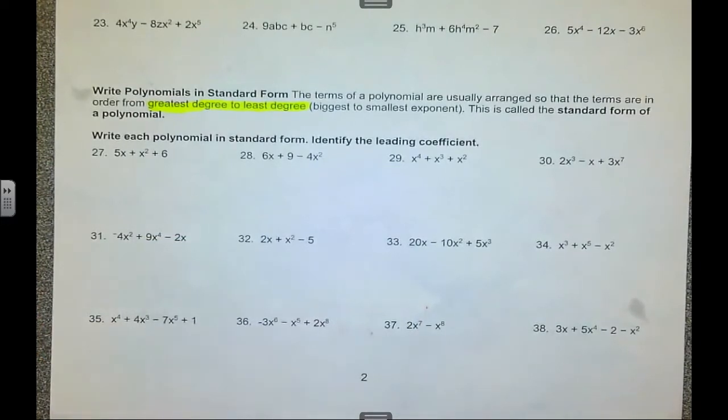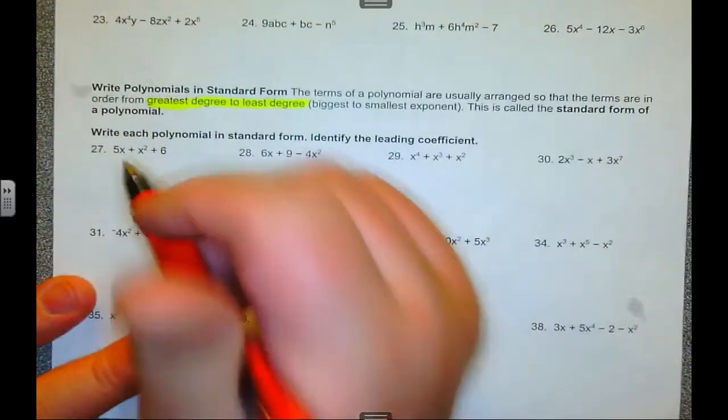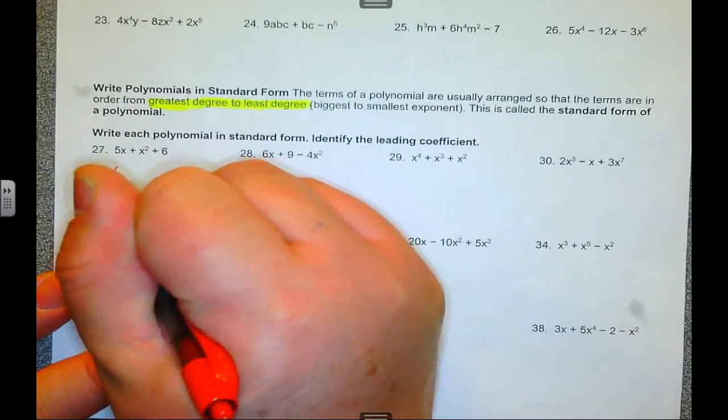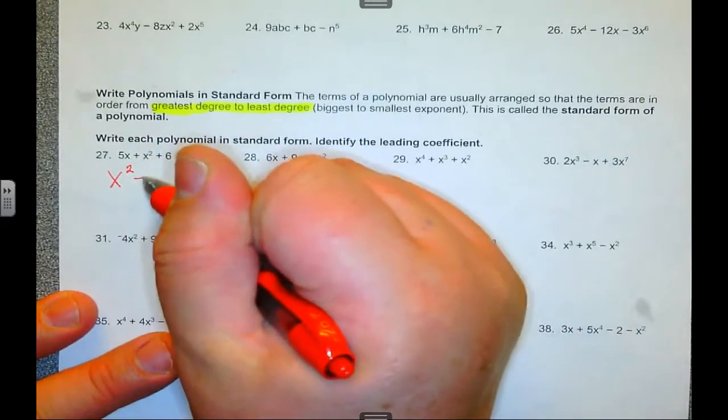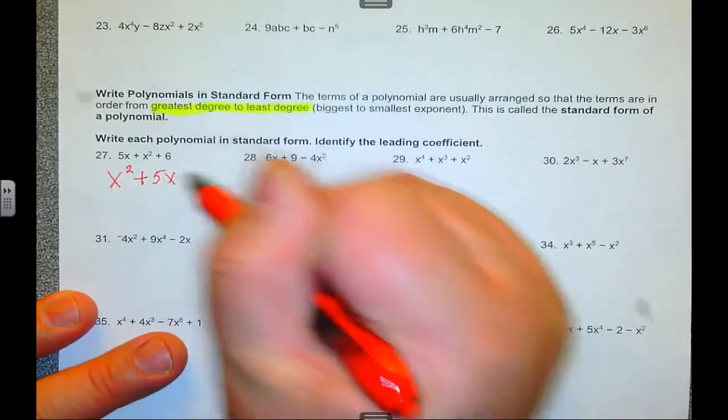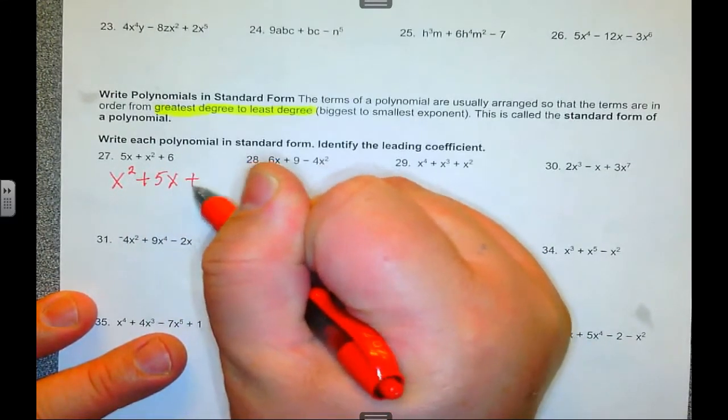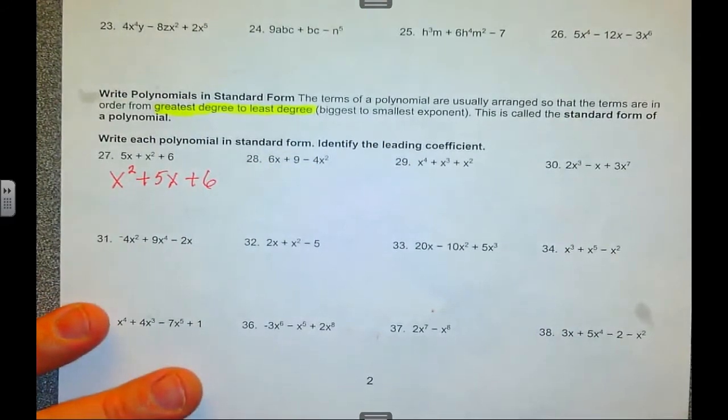So, number 27, what's my biggest degree? That's right, x squared. What's my next one? Positive 5x, and my last, that's my standard form.